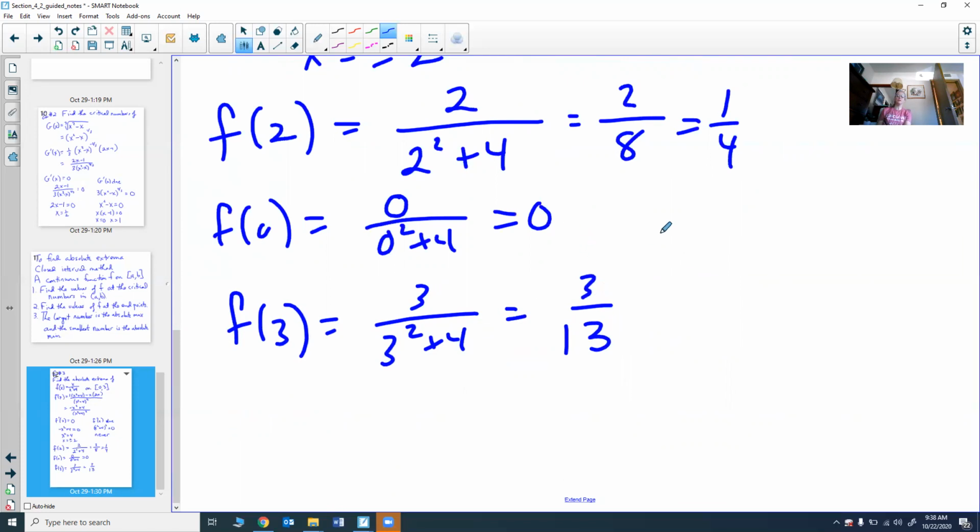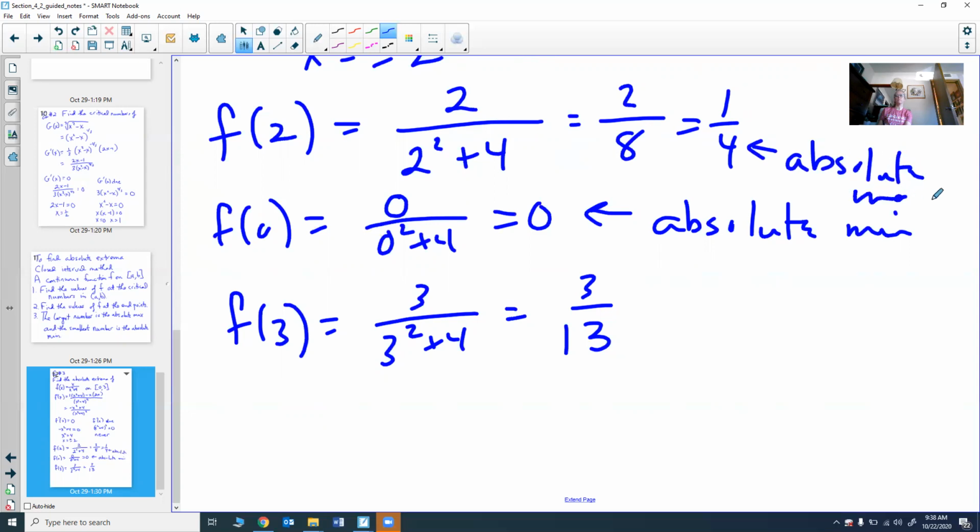And now, again, here's the easy part. The biggest number is your absolute max. The smallest number is your absolute min. So here's 0, my absolute min. Make sure you note that. Now we have to look at my absolute max. We have 1/4 and we have 3/13. 1/4 is 3/12, so 3/12 is bigger than 3/13. So here is my absolute max. And that's it. We're done.